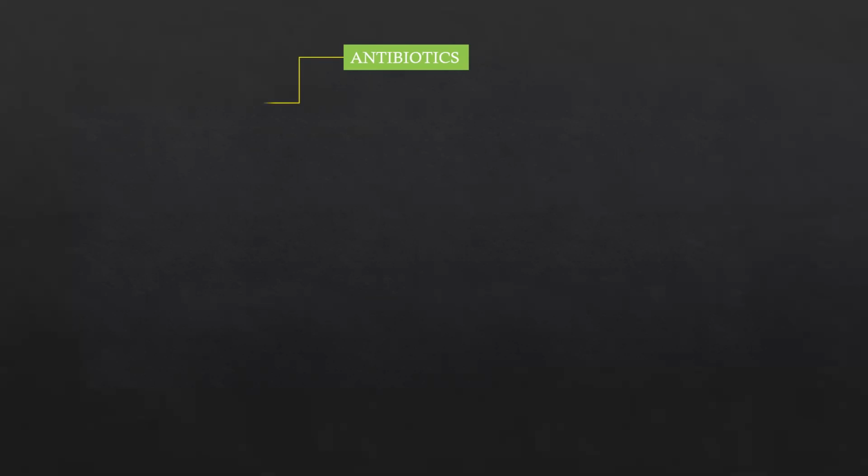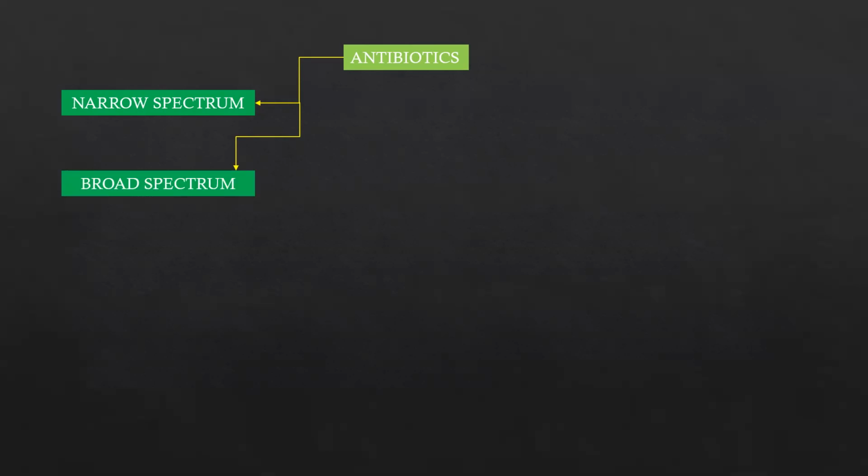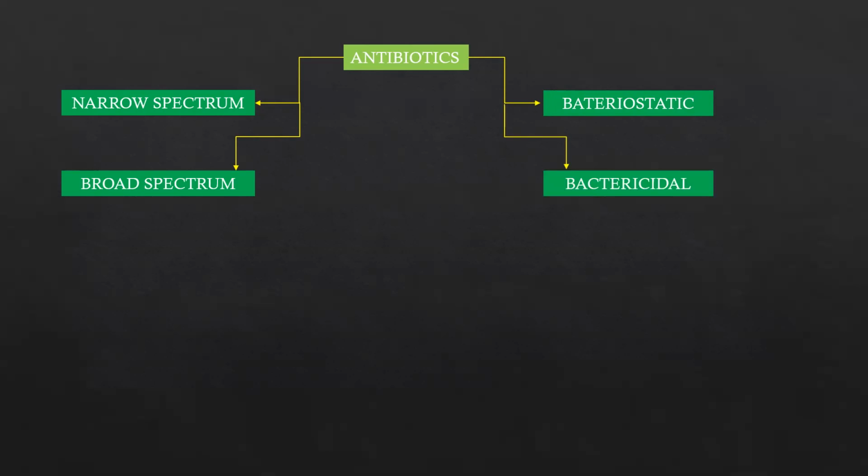So let's discuss the classification. Antibiotics are classified as narrow spectrum, meaning they only act on a certain number of bacteria, or as broad spectrum, meaning they can kill or prevent the growth of many bacteria. Or antibiotics can be classified as bacteriostatic or bactericidal. When we say bacteriostatic, it prevents the growth of the microorganisms, and when we say bactericidal, it kills the microorganisms.